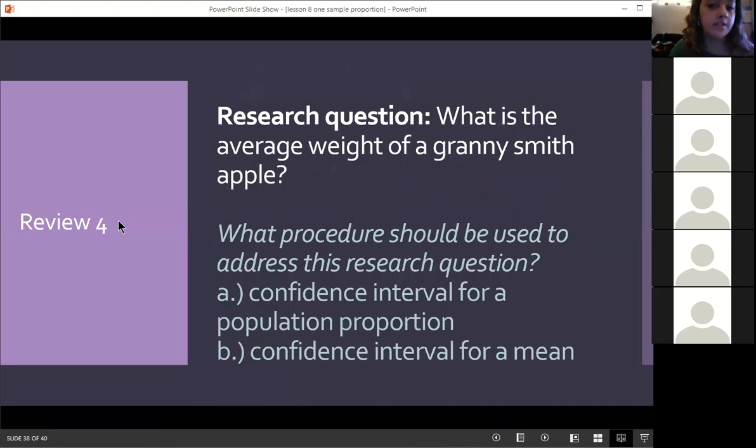Alrighty, so we got a research question here. What is the average weight of a Granny Smith apple? Things you got to find out in your free time. So what procedure should we use to address this research question? Keep in mind what kind of variable it is and what we're trying to find out. You've got a 50-50 shot for this one, so guess if you don't know, but try this one out.